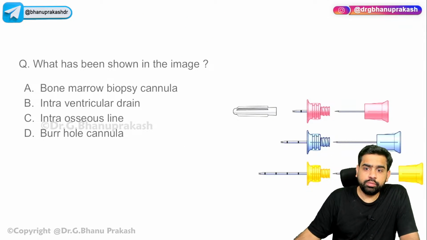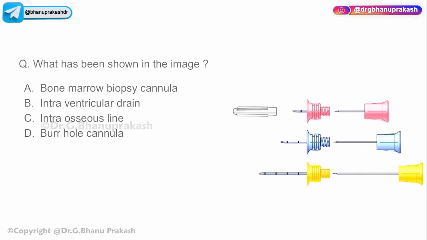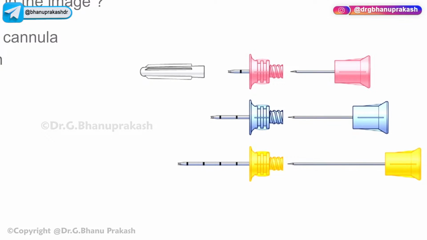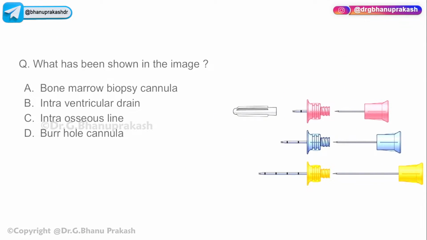Now, what has been shown in this particular image? I'm trying to show you this image. I'll go out of the vision. So just look at this. What are these particular pins? And now you can tell me what this particular stuff is.